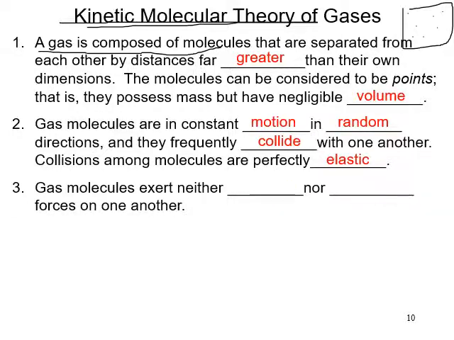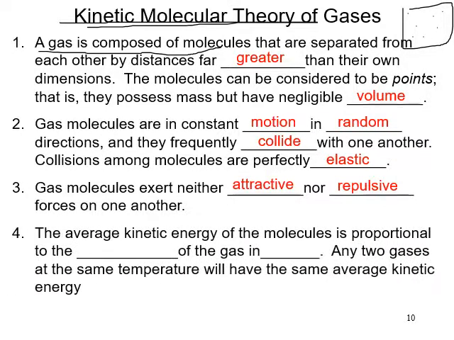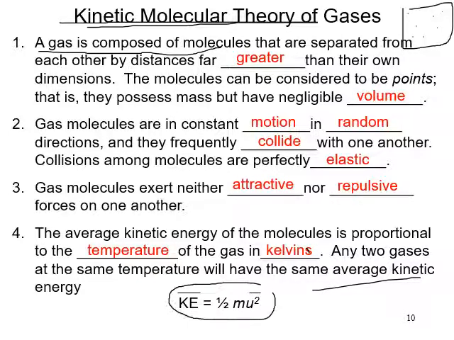Gas molecules exert neither attractive nor repulsive forces, and the average kinetic energy of the molecules is proportional to the temperature of the gas in Kelvin. Any two gases at the same temperature will have the same average kinetic energy. I don't know if you remember, your kinetic energy formula is 1/2 mu squared, where u is the speed of the molecule. From physics, kinetic energy is 1/2 mv squared. This stands for average. Remember the bar at the top.